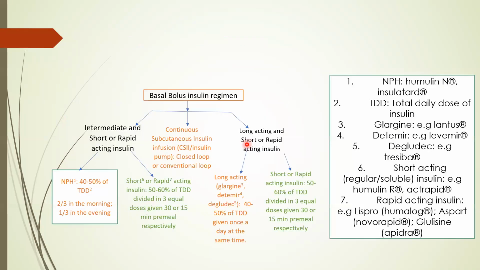So again, we are going to relook at this. We have actually gone through this. I'm just putting this slide here to remind us that we have 3 arms. We've got the arm of intermediate and short-acting or rapid-acting insulin. And then 40 to 50% of the total daily dose constitutes the NPH. And then 2/3 in the morning, 1/3 in the evening. And then long-acting, it's the same, but you give once a day as opposed to twice a day. Then you have an option of the insulin pump.